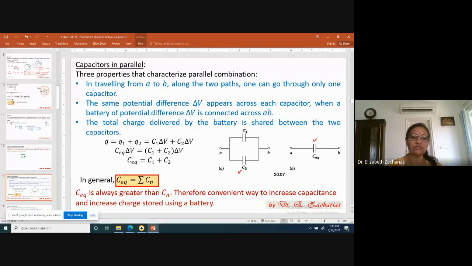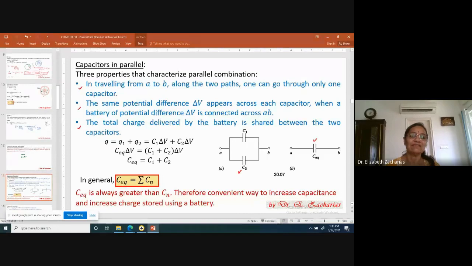Combining in parallel means there are three things to remember. 1, 2, 3. The first thing is in traveling from terminal A to B, there are more than one way of traveling from A to B. And along any of these paths, you will encounter only one capacitor. Now, because you have two capacitors, you can say that there are two paths taking you from A to B. And whichever path you take, you come across only one capacitor. Okay, that's the first criterion.